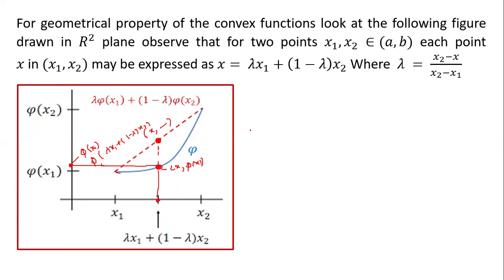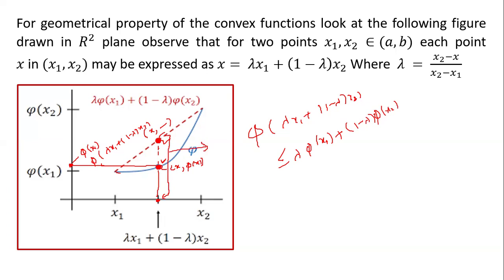So what we have talked about in the definition of the convex function, this value is less than or equal to lambda phi of x1 plus (1 minus lambda) phi of x2. So that means a comparison of these two ordinates. So obviously this height, this ordinate, is lambda phi of x1 plus (1 minus lambda) phi of x2.